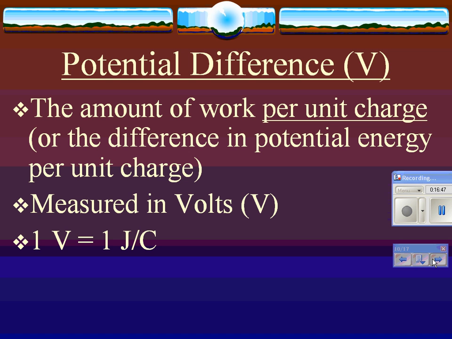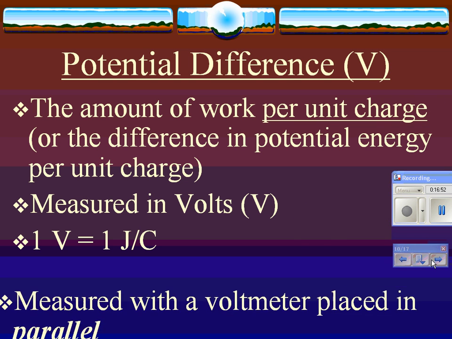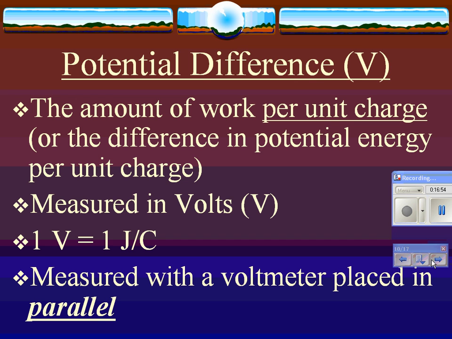In a circuit, if you want to figure out how much energy gets used in a circuit, you use a thing called a voltmeter. And you place the voltmeter in parallel. It's the opposite of the ammeter. Ammeter you place in series, voltmeter you place in parallel. I'll show you what that looks like in just a moment.